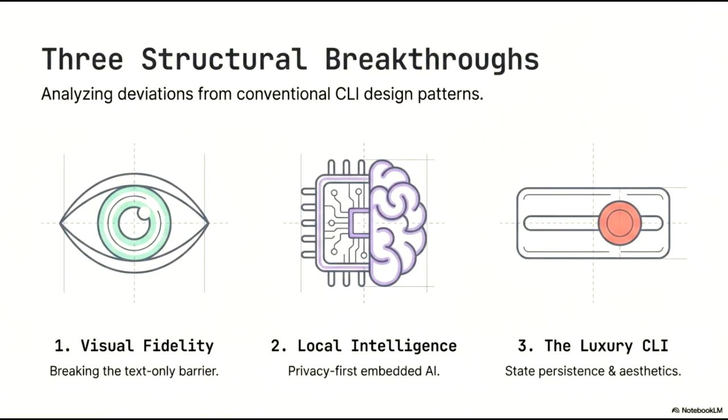The third pillar is what we call the luxury CLI. This refers to the integration of state persistence and premium aesthetics. By maintaining context across sessions and applying high-level design principles to the interface, we are creating a terminal experience that is both functionally superior and visually beautiful. These 3 elements together define the next generation of interface design.